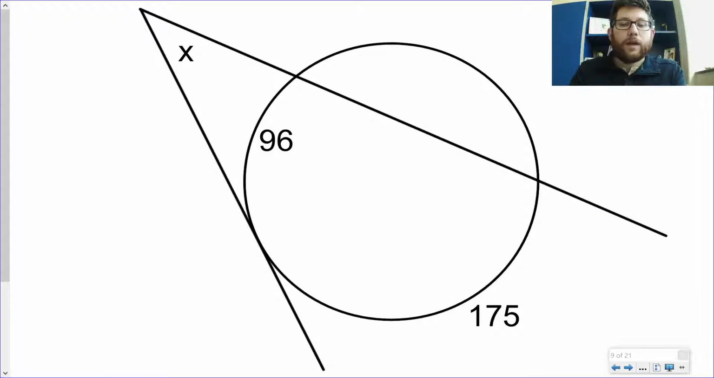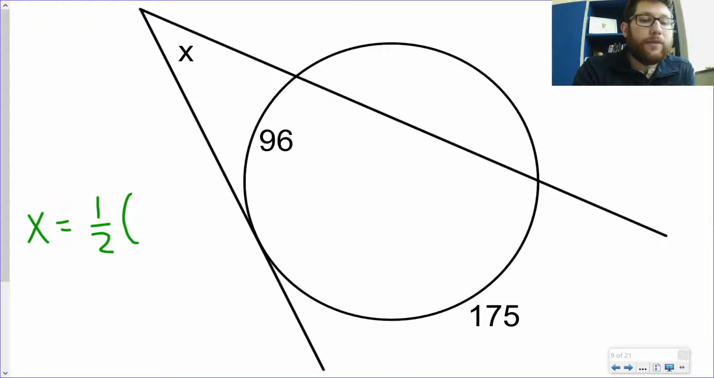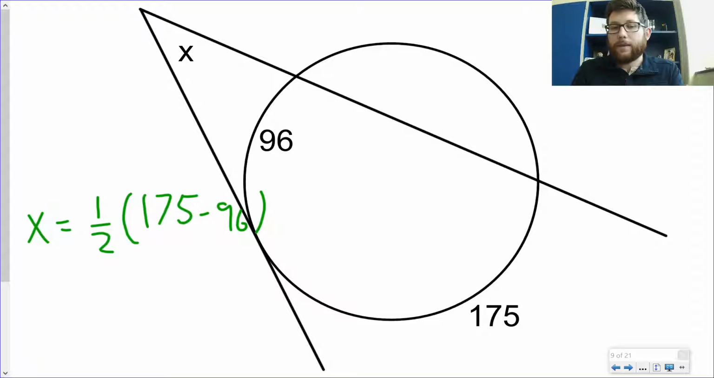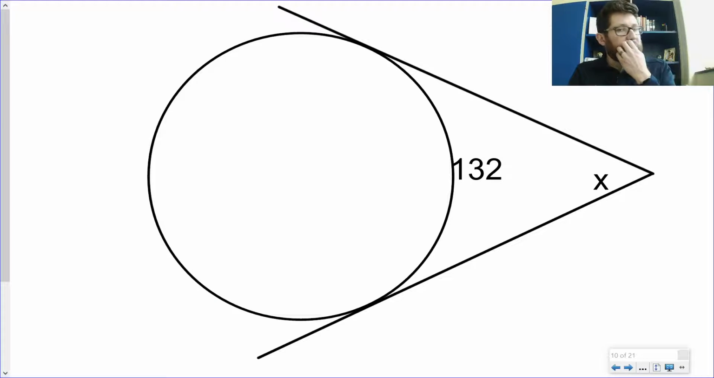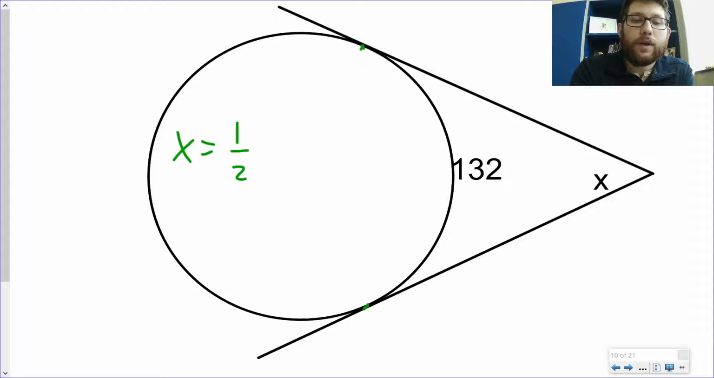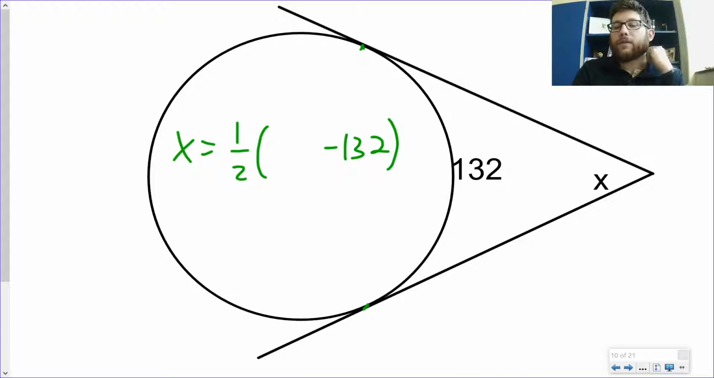Let's set up another one, okay? So notice this time it's x in the angle, so that's going to go by itself, times 1/2 times 175 minus 96. Okay, just like that. All right, let's look at this one here, because ones like this sometimes confuse people a little bit. Notice I've got two tangents, and I've got an x and I've got a 132. So if I was setting this thing up, I would set it up, x is equal to 1/2 times something minus 132. Okay? But I don't have that larger arc, right? So what could I do to solve for that larger arc?